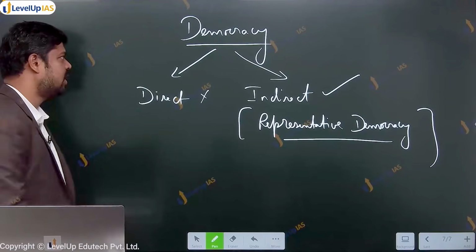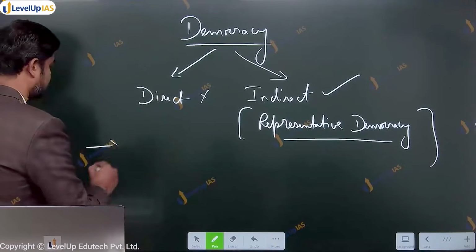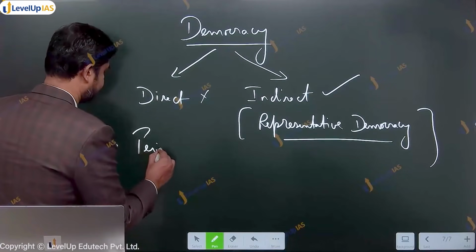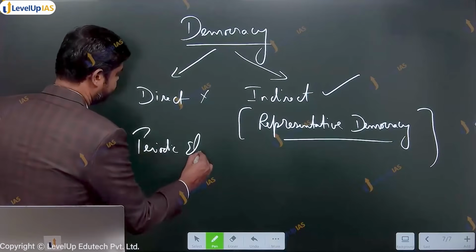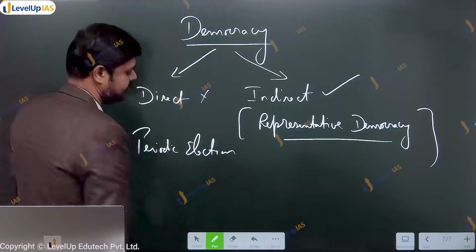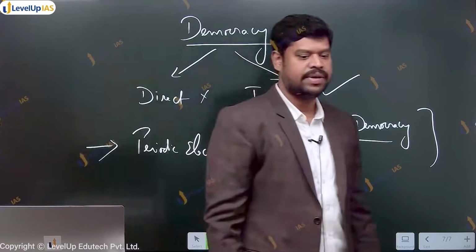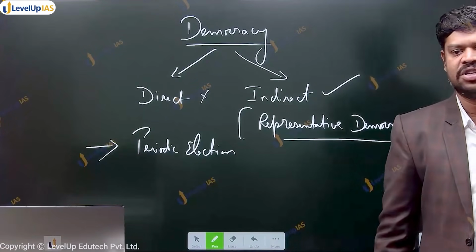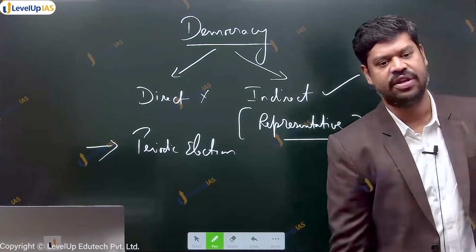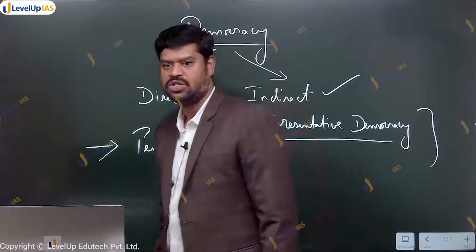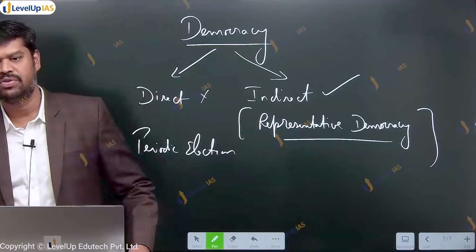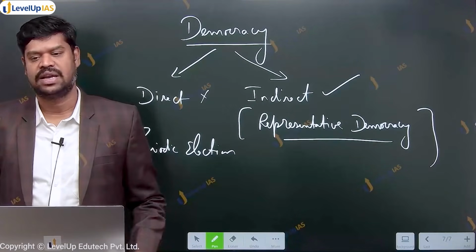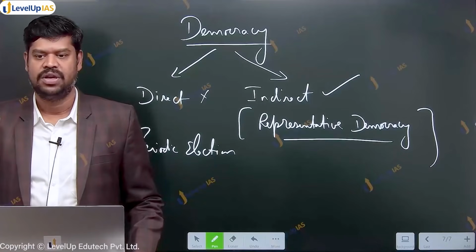So one of the important criteria to qualify as a democracy is periodic election. That means, suppose let us assume the government is elected, there is no doubt. But what if the election happens once in every 50 years? Let us assume the election happens, but how long? What is the frequency of the elections? The frequency of the election is once in every 50 years. Can we consider that to be a democracy? That is not a democracy.